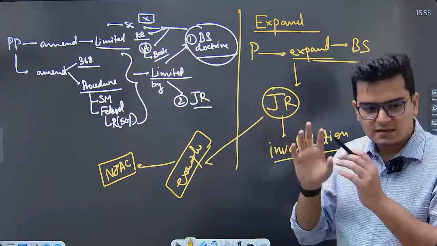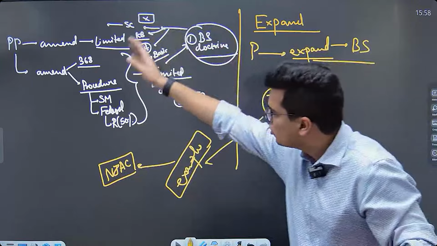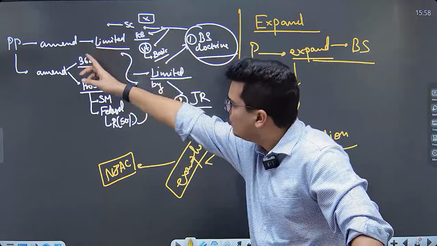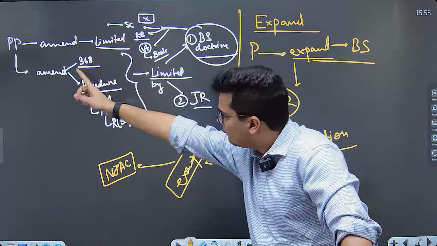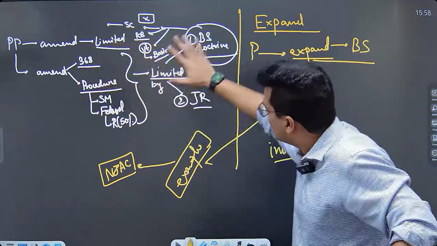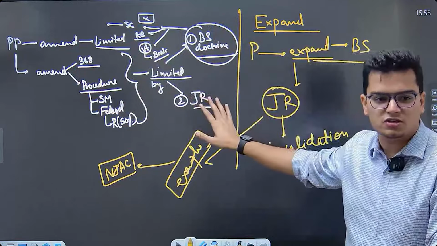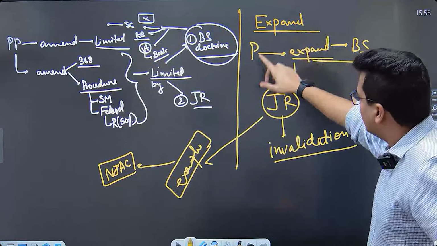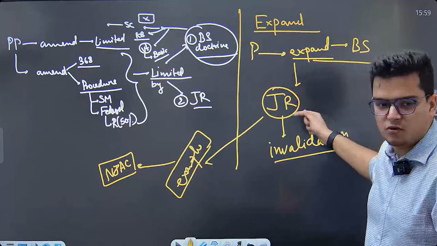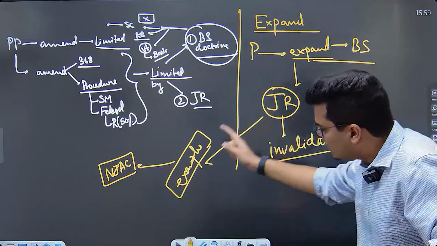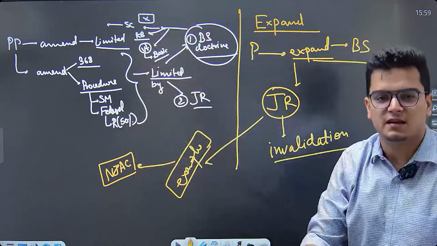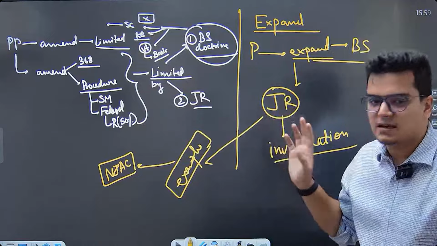So again, since it is a difficult question, I will first talk about how parliamentary power to amend is limited. Parliamentary power to amend is limited by two things: the basic structure doctrine and judicial review. Expansion, if done, will lead to judicial review and will lead to invalidation, as has happened in various other cases. This is the answer that you want to write here.